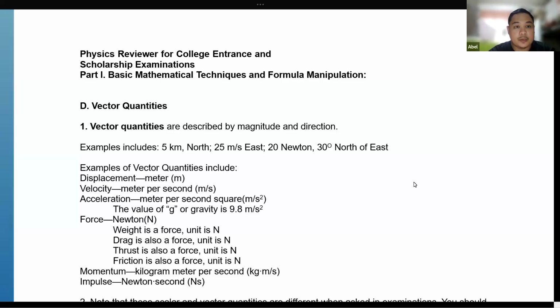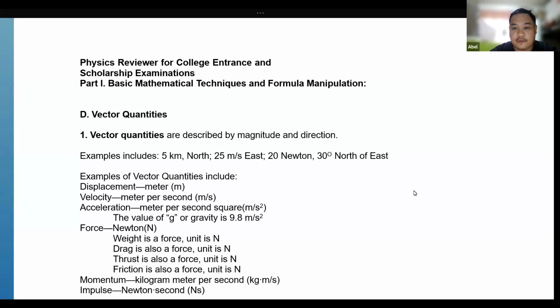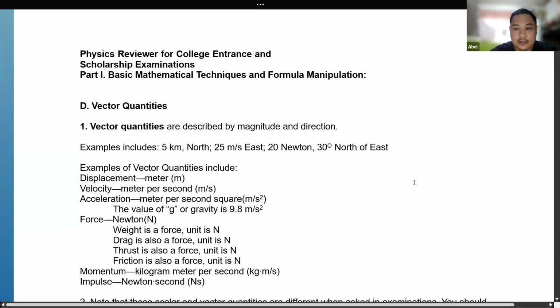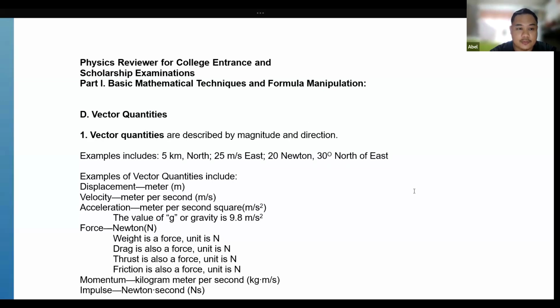Okay, so once again, we are in vector quantities, and that is for part D of the review for the physics part, which is the basic mathematical techniques in formula manipulation. Now, I just want to remind you that if you are looking for the other topics that are included, you can find them here. So right now we will be discussing the vector quantities. You could click the lecture video and the sample questions as well as the physical worksheets. Okay, so let's start now.